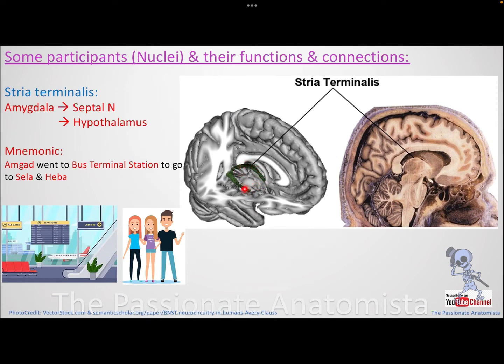So remember, not everything we can see from outside is everything, all right? This is only part of the tract that could be caught here in this specimen. However, the tract is way bigger than what you can see here, all right? So stria terminalis is the tract that connects the amygdala all the way to the septal area, or from the amygdala all the way to the hypothalamus.